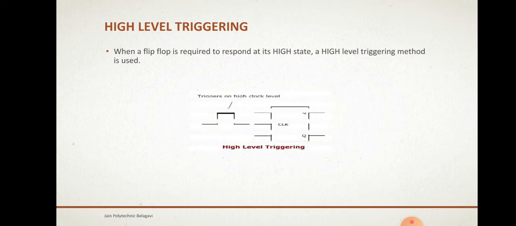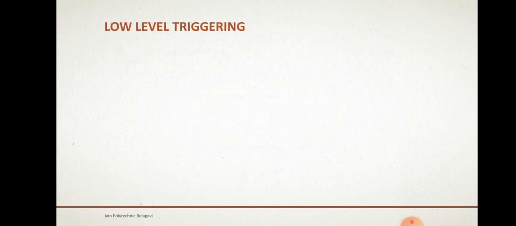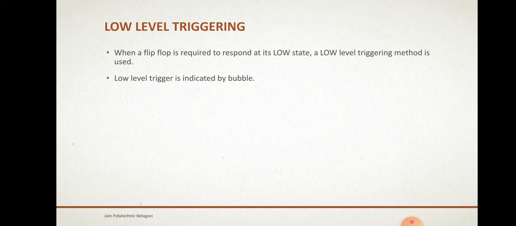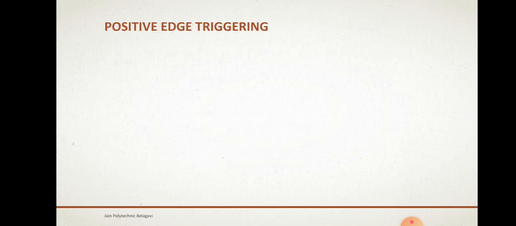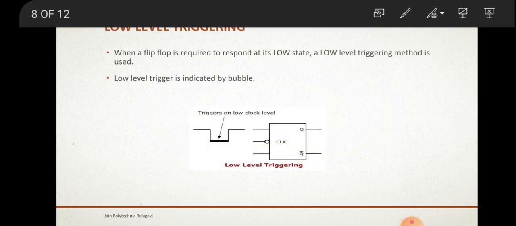For low level triggering, your flip-flop is required to respond to a low state trigger pulse, so the low level triggering method is used. Low level trigger is indicated by a bubble. You can observe here low level triggering, and I am also providing the bubble here.